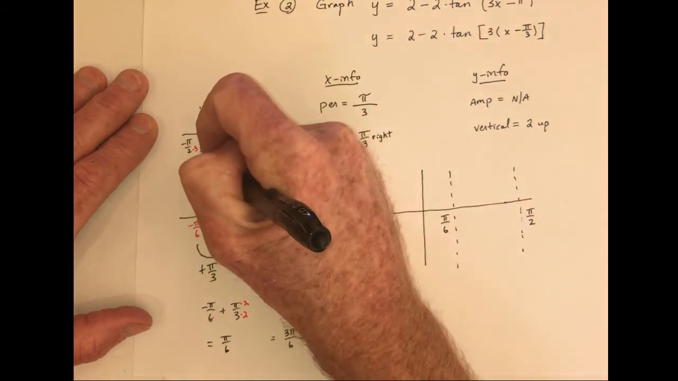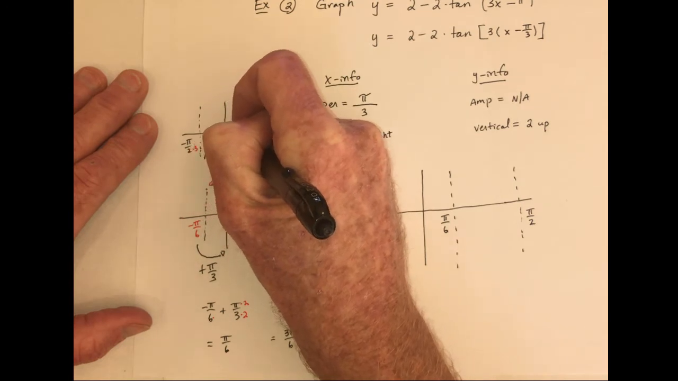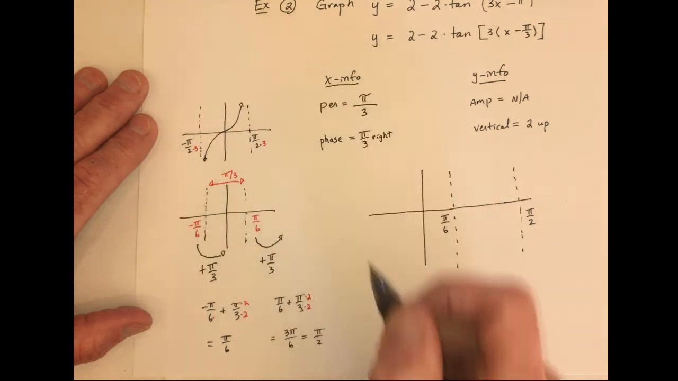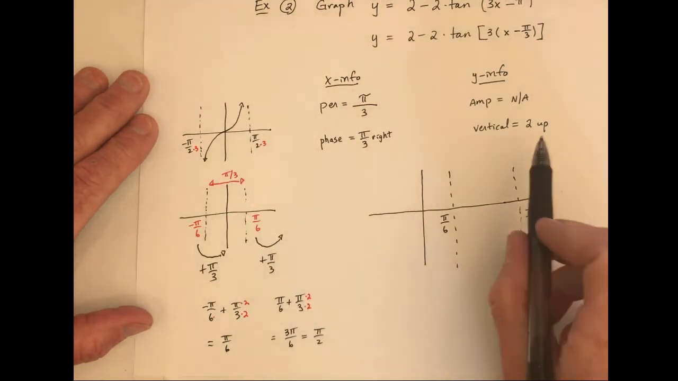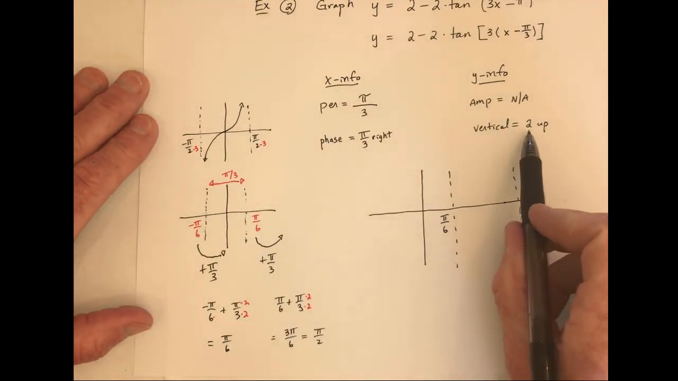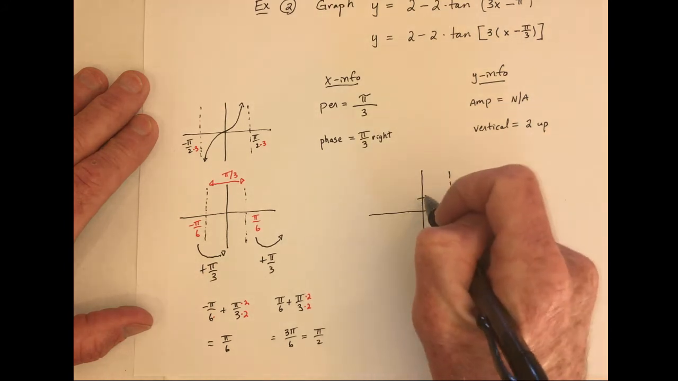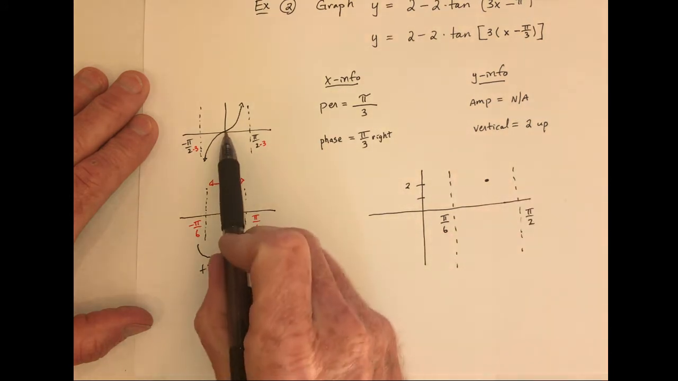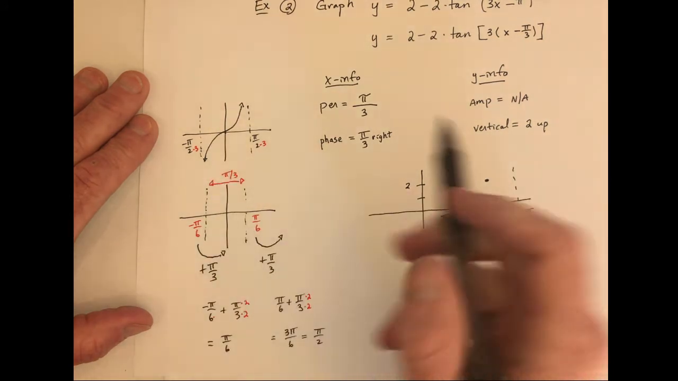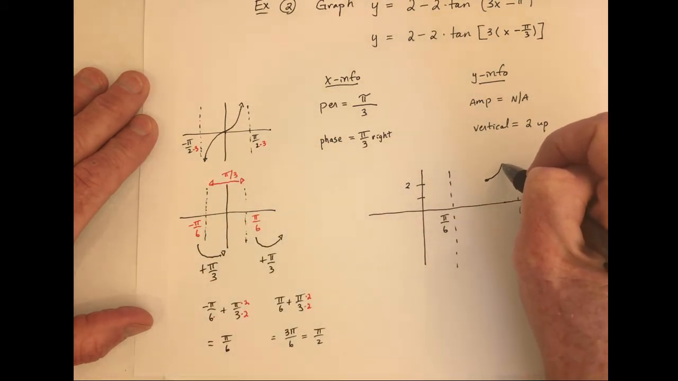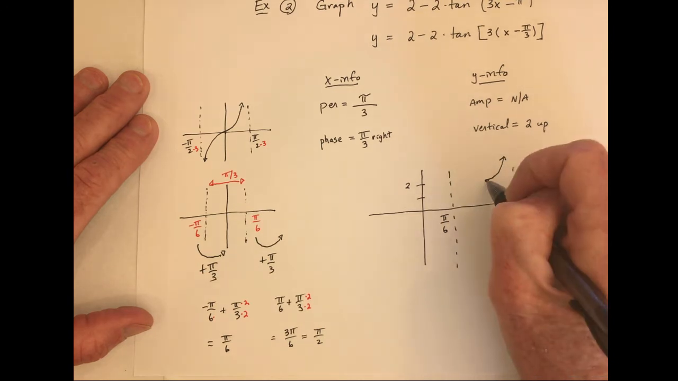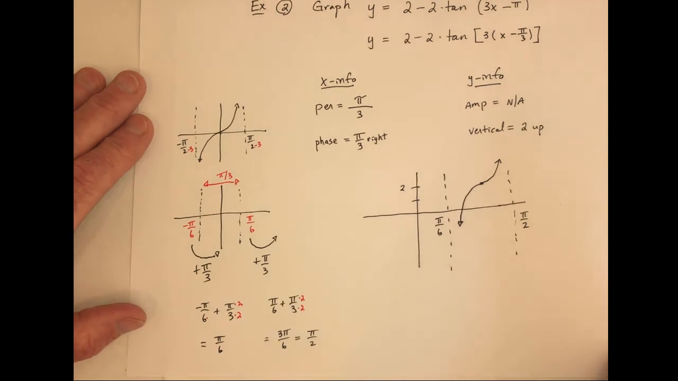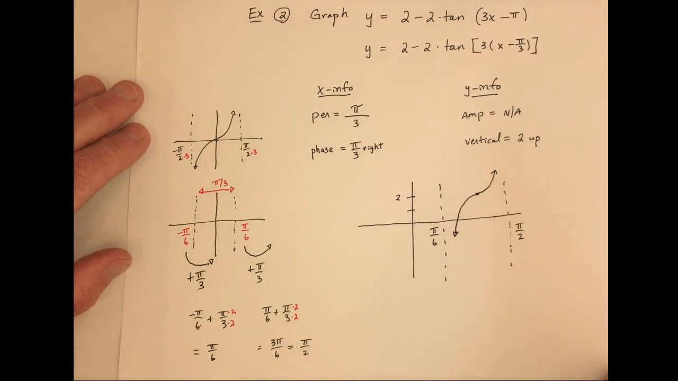Now the tangent graph usually goes like this. It goes through the origin, and then this side goes up to positive infinity, and this side goes to negative infinity. The only difference is this one got moved up by 2. So go to 2, and that's going to be this middle point right here. Then the right side is going to go up to positive infinity, and this side is going to go down to negative infinity. And that one is now finished.